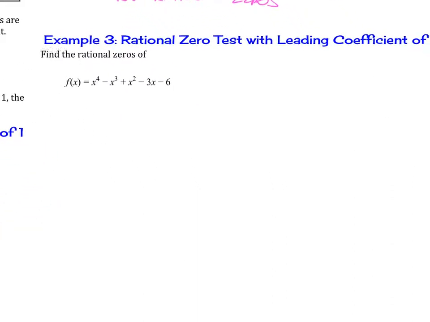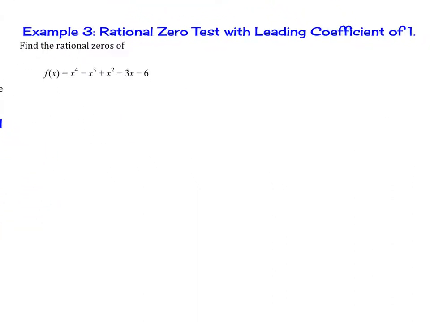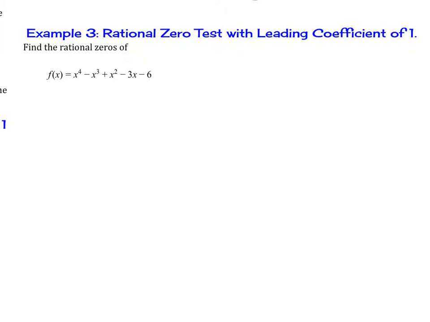So let's try this example. Rational zero test with the leading coefficient of 1. Find the rational zeros of x to the fourth minus x cubed plus x squared minus 3x minus 6. So this one will work. And so we just need to list the possible zeros. Our possible zeros are going to be plus or minus 1, plus or minus 2, plus or minus 3, and plus or minus 6.